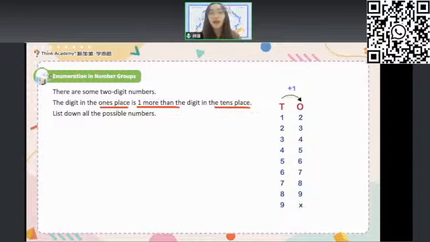In the end, put a cross here, okay? Cancel it. So following this, you can just count from 1 to 8. Altogether, there are 8 possible numbers.